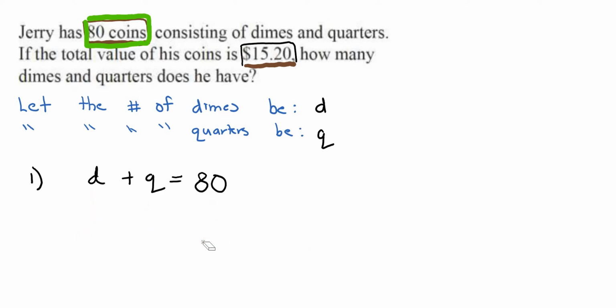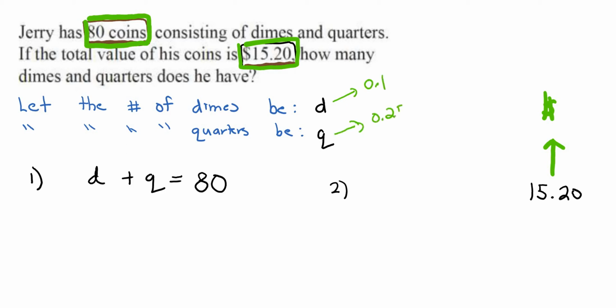I'm also given a numerical value of $15.20. So the next part is, how do I write an equation with that $15.20? Let me put down $15.20 over here in the corner. That's just a money value, right? And dimes have a value of 0.1 and quarters have a value of 0.25.